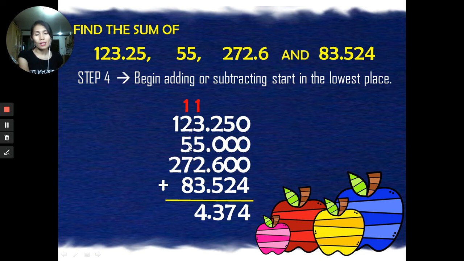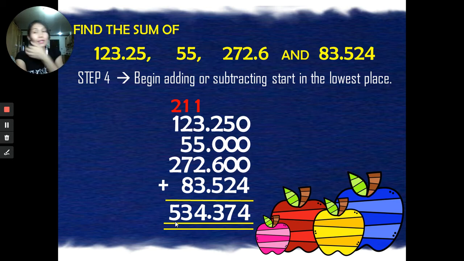Now 1 plus 2 is 3. 3 plus 5 is 8. 8 plus 7 is 15. 15 plus 8 is 23. So write down 3 and carry 2. All right, now 2 plus 1 is 3. 3 plus 2 is 5. Now we got there the answer, 534 and 374 thousandths. Okay, easy, right?